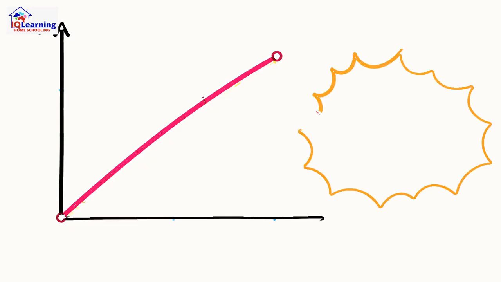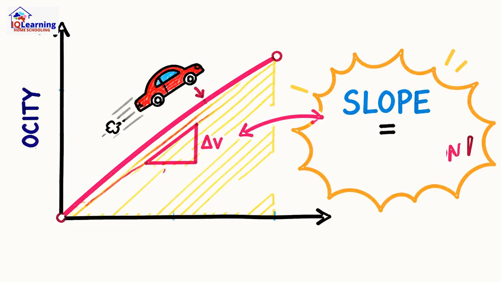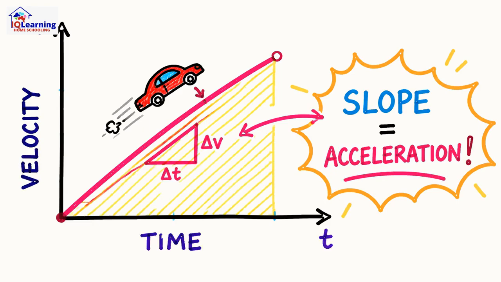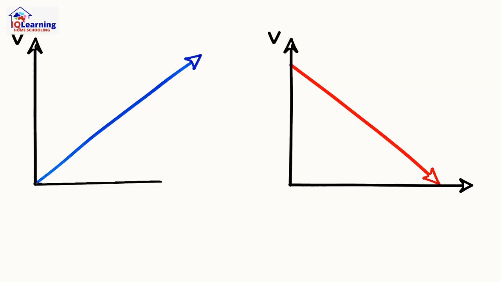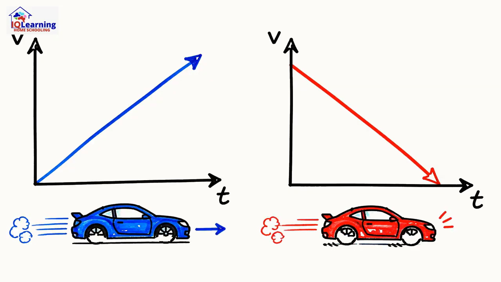But the real storyteller is the velocity-time graph. Here, the slope isn't speed, it's acceleration itself. A line slanting up means you're speeding up at a constant rate. A line slanting down means you're slowing down.